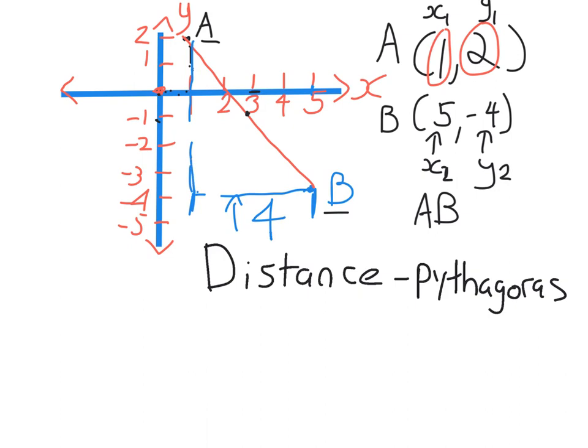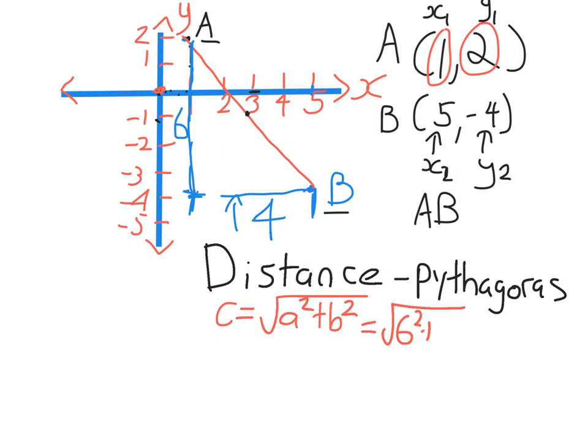Whereas this line here is how far I've gone up. So I've gone from -4 to +2, so I've gone up 6. So I can easily calculate the red line, how long it is, using Pythagoras. So remember, for Pythagoras, you can jump straight to the answer. So c, the hypotenuse, is the square root of a squared plus b squared. a and b are the shorter sides. So in this case, it's the square root of 6 squared plus 4 squared.